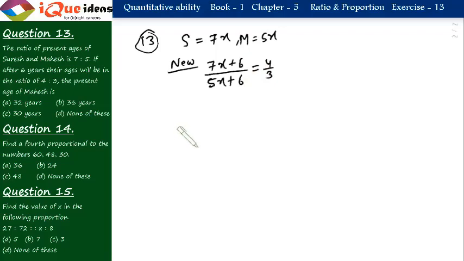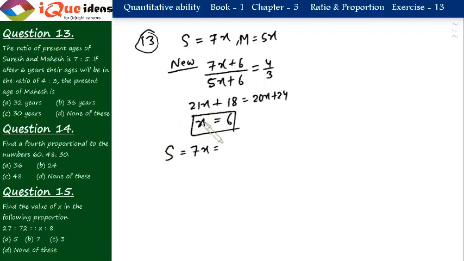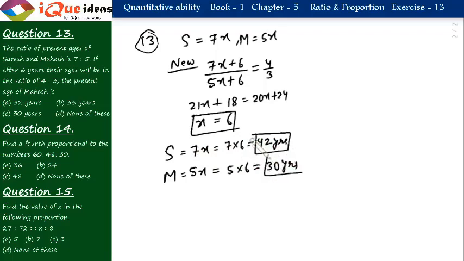So it's similar to one of the previous questions. Now cross multiply to get 3 into 7x, that is 21x plus 18 equal to 20x plus 24. So we have x is equal to 6. Once you get the value of x, you can calculate Suresh age, that is 7x, that is 7 into 6, which is 42 years. And Mahesh age would be equal to 5x, which is 5 into 6, that is 30 years. So the present ages of Suresh and Mahesh we have calculated. The question is asking the present age of Mahesh, which is 30 years.